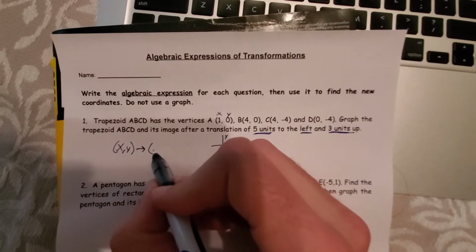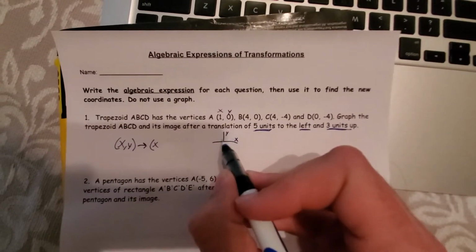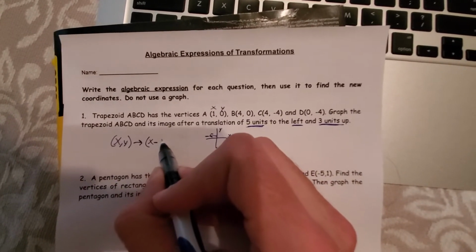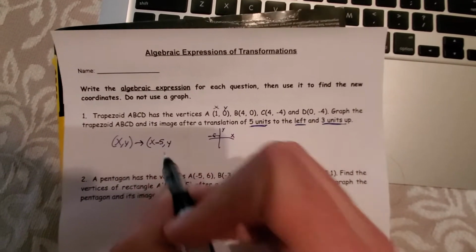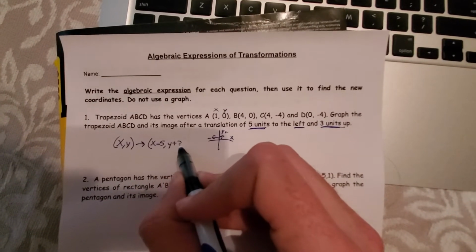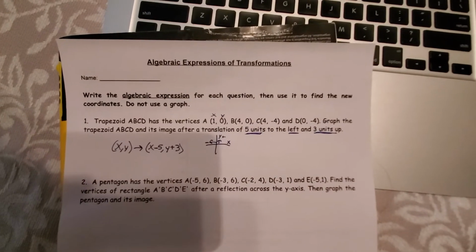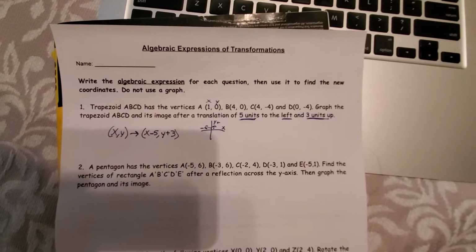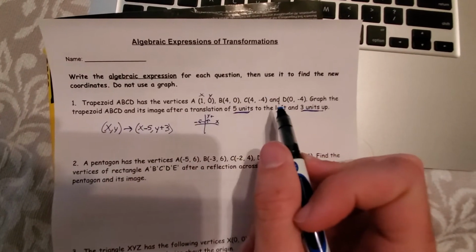And then I said we're going to take our X and we're going left, that's left. This is negative on your X. So you're going to subtract 5. And then on your Y, you went up, that's positive. So you add 3. That would be your algebraic expression for these points right here. And then you just do that to each of these points.